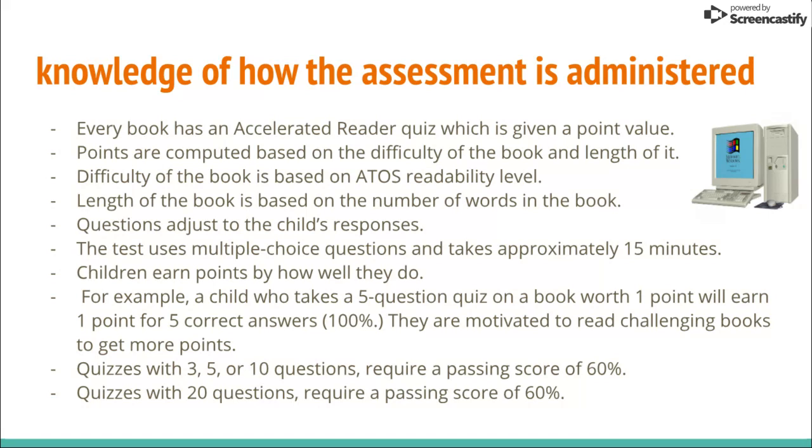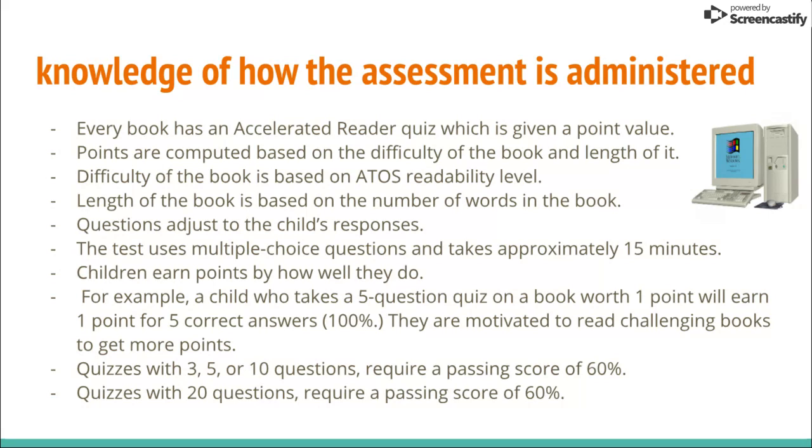Knowledge of how the assessment is administered. Every book has an Accelerated Reader quiz, which is given a point value. Points are computed based on the difficulty of the book and length of it. Difficulty of the book is based on ATOS readability level. Length of the book is based on the number of words in the book. Questions adjust to the child's responses. The test uses multiple choice questions and takes approximately 15 minutes.